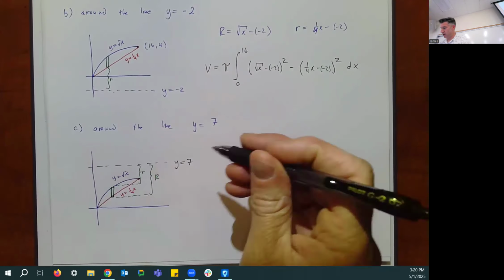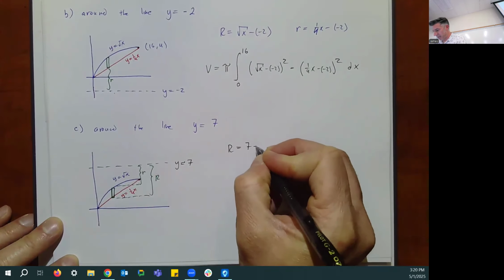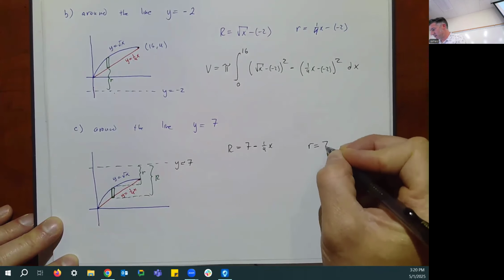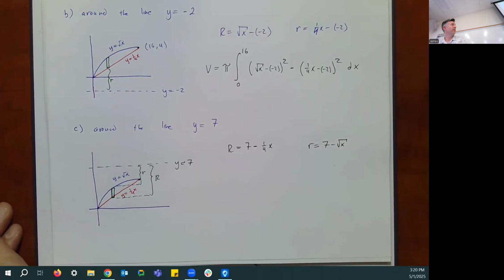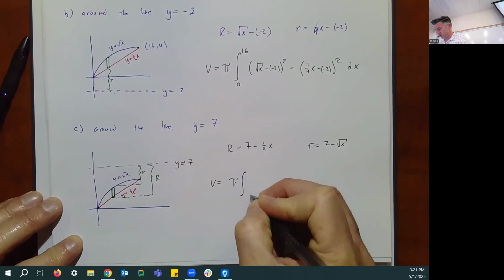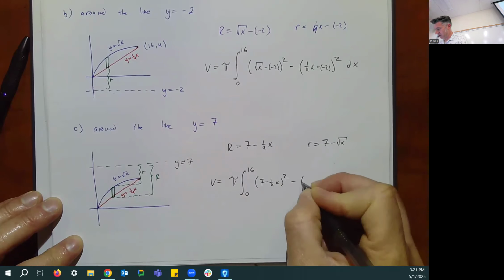So here I would say my outer radius is 7 minus 1/4 x. And my inner radius is 7 minus the square root of x. And that is the correct order of subtraction because you should be subtracting a bigger thing minus a lesser thing so that we end up with a positive radius, not a negative radius. Even though it'd be fine if we accidentally got it wrong. But we're not. We're going to do it right. So then, same deal. Our volume here is going to be pi, still the integral from 0 to 16, big radius squared minus little radius squared.